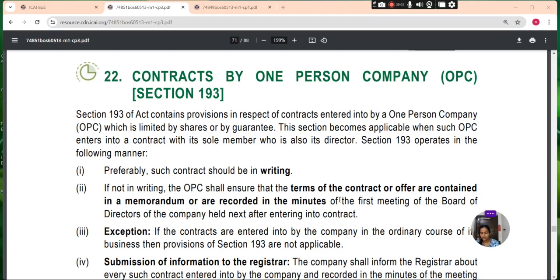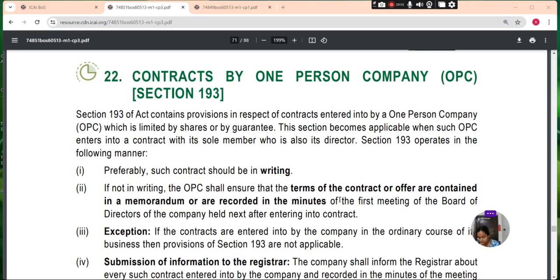Preferably, such a contract should be in writing. If not in writing, OPC shall ensure that the terms of contract or offer are contained in a memorandum and are recorded in the minutes of the first meeting of the board of directors of the company held next after entering into contract. If the contract is entered into by the company in the ordinary course of business, then provisions of Section 193 are not applicable.